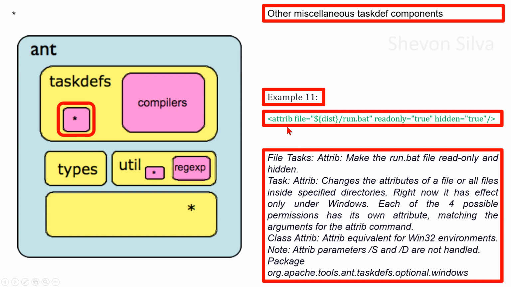Each of the 4 possible permissions has its own attribute matching the argument for the attrib command. With regard to API, the class attrib is the equivalent for Win32 environments. Note, attrib parameters /s and /d are not handled. This is in the package org.apache.tools.ant.taskdefs.optional.windows.